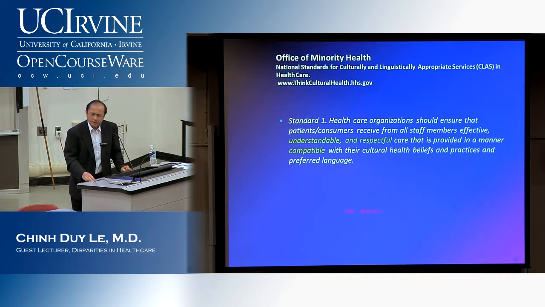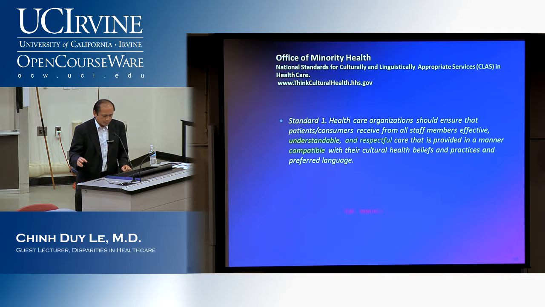And the last one is to provide care in a manner compatible with their cultural health beliefs. That's also important. How to do that? I think one way is to get them actively involved with the plan of care, in the view of their cultural thinking.